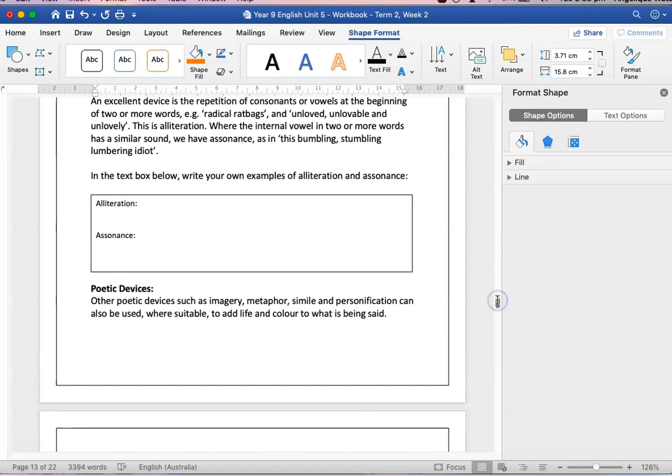Okay, and lastly, we look at poetic devices. So other poetic devices such as imagery, you should be familiar with. Metaphor, you should be familiar with. Simile and personification can also be used where suitable to add life and color to what is being said.